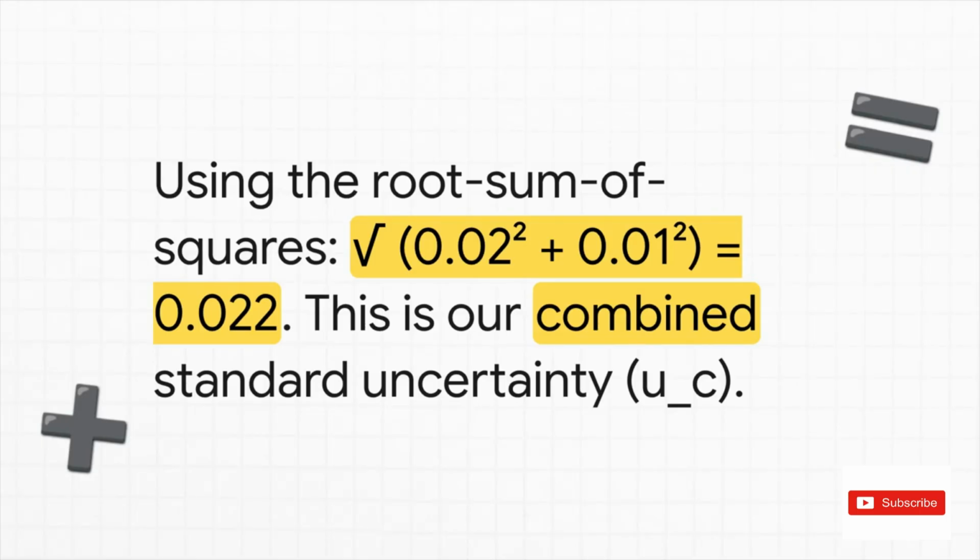Now, we have to combine them, and you can't just add them up. That'd be too easy, right? We use a cool little formula called the root sum of squares. You square each uncertainty component, add them together, and then take the square root of that total. In this case, that gives us a combined standard uncertainty of 0.022.